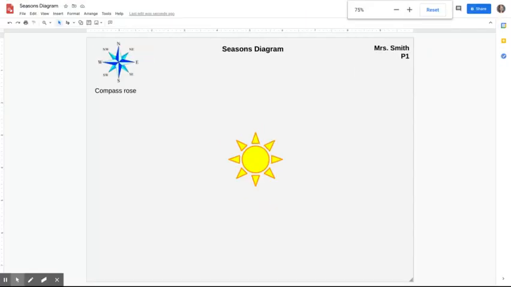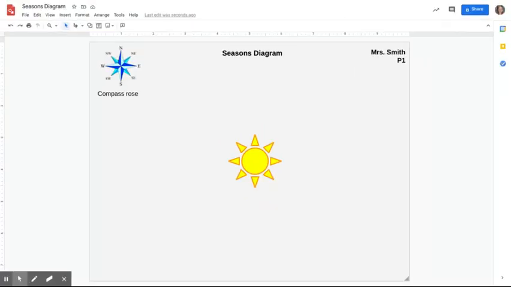Today we're going to be creating a diagram that shows the seasons, the motions of Earth, our rotation and revolution, and some of the effects that we see. We've been talking about a lot of different things this last week, but I wanted to make sure that we put all of those pieces together and really understood how they fit in Earth as it rotates around its axis and as it revolves around the sun.